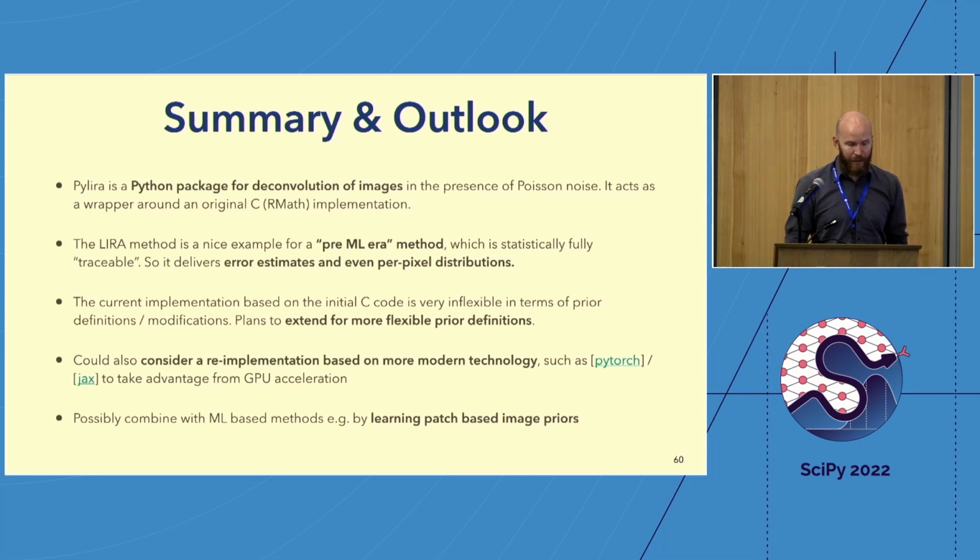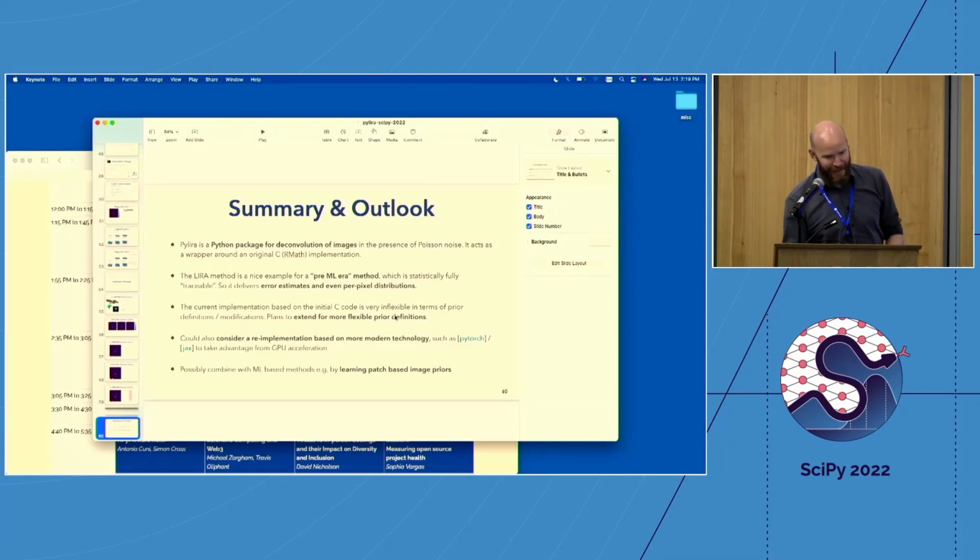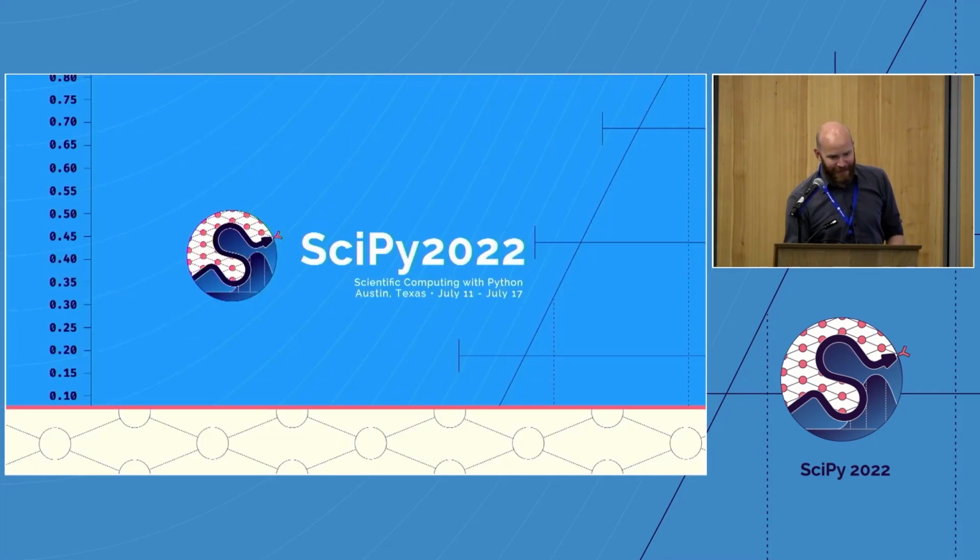I was also thinking maybe to re-implement the methodology on more modern technologies such as PyTorch or JAX to take advantage of GPU acceleration. And possibly it could be interesting to combine this algorithm with machine learning based methods, for example, by actually learning the prior information. So thanks a lot. This was actually my last slide.